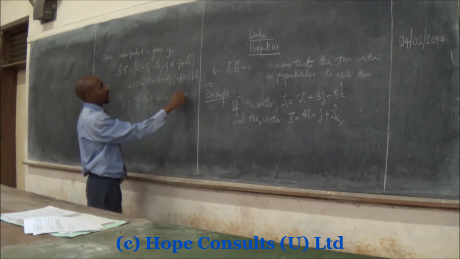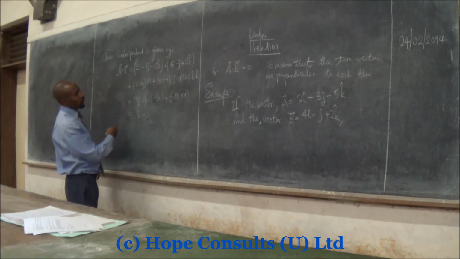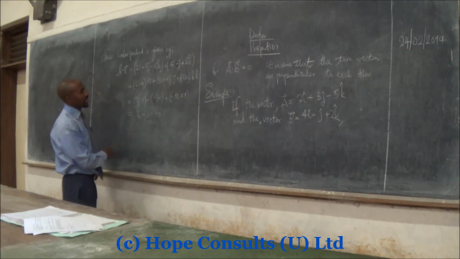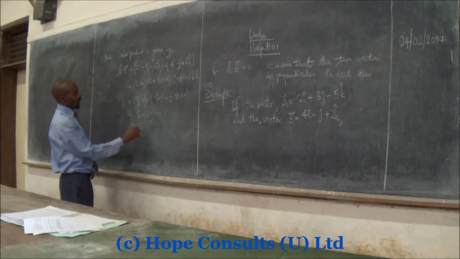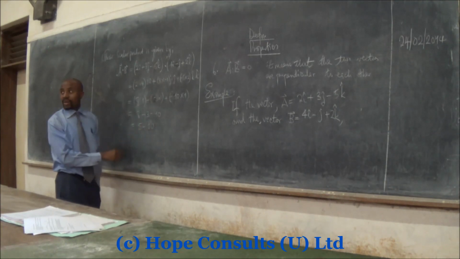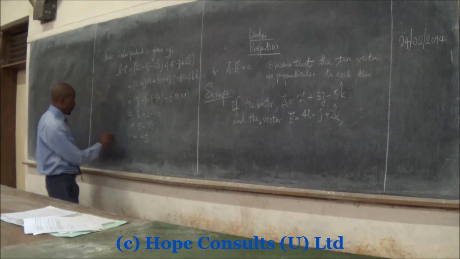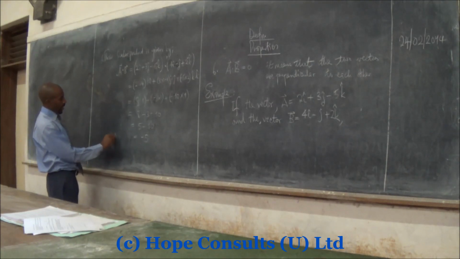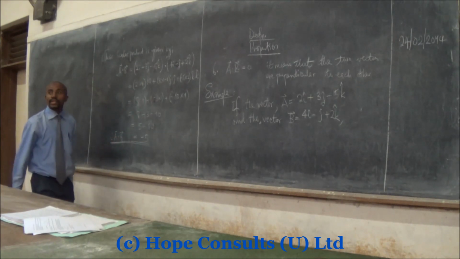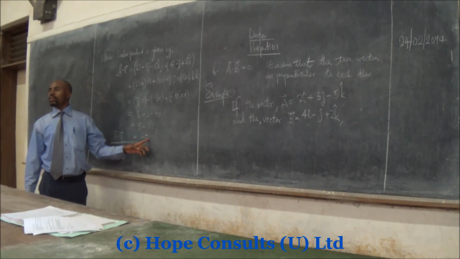And then we have this being the same as 8 minus 3 minus 10, which is equal to 5 minus 10, which is minus 5. Therefore, our A dot B in the example is equal to that. And as you can see, we got no i, j, or k.